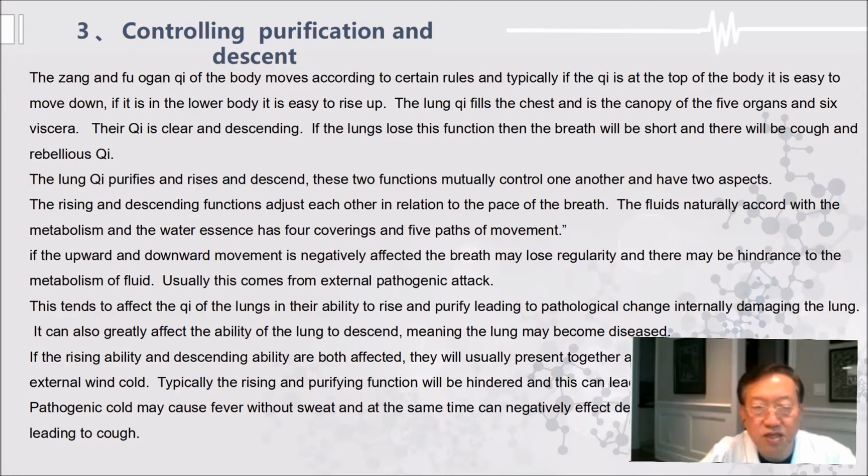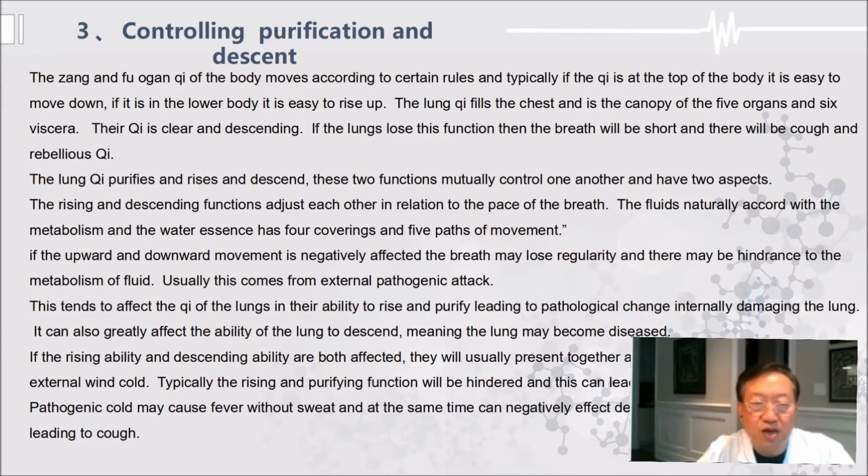The lung qi fills the chest and is the canopy of the five organs and six viscera. Their qi is clear and descending. If the lungs lose this function, then the breath will be short and there will be a cough and rebellious qi. The lung qi purifies and rises and descends. These two functions mutually control one another and have two aspects. The rising and descending functions adjust each other in relation to the pace of the breath.